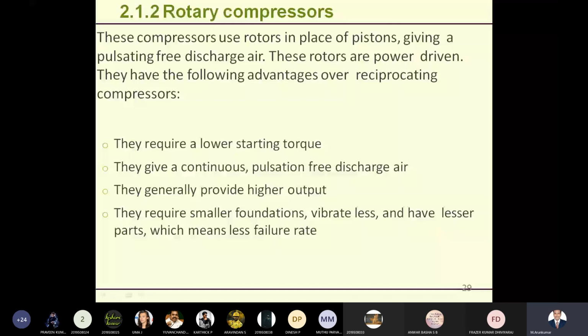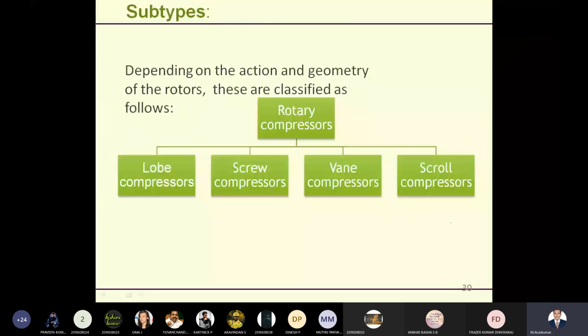Then the subtypes of the rotary compressors depend on the action and geometry of the rotors. So we classify the rotary compressors as lobe compressors, screw compressors, vane compressors, and scroll compressors. Right, so in the syllabus we have vane compressors. We will look at each one by one in the subsequent slides.